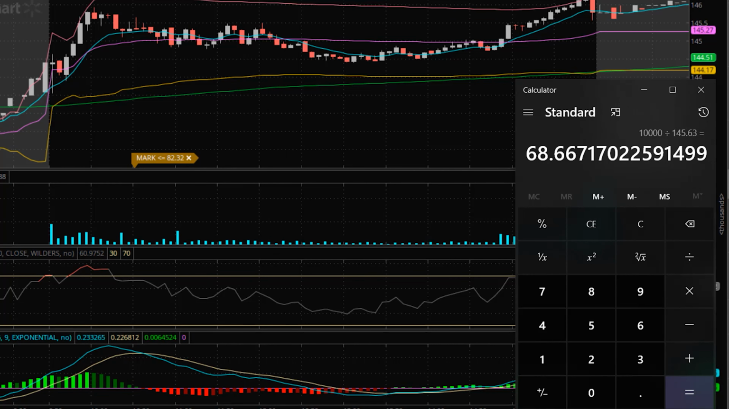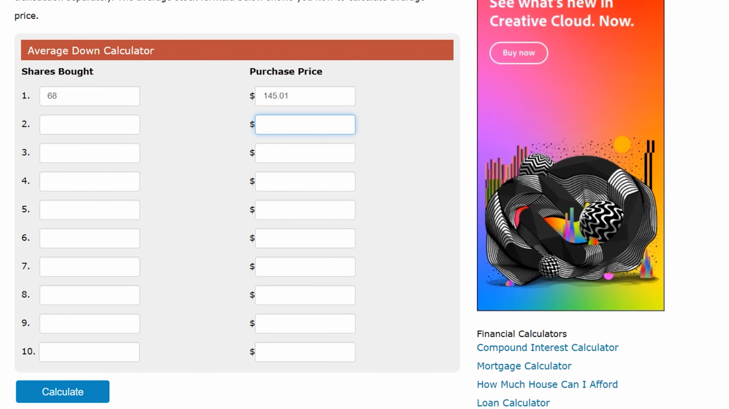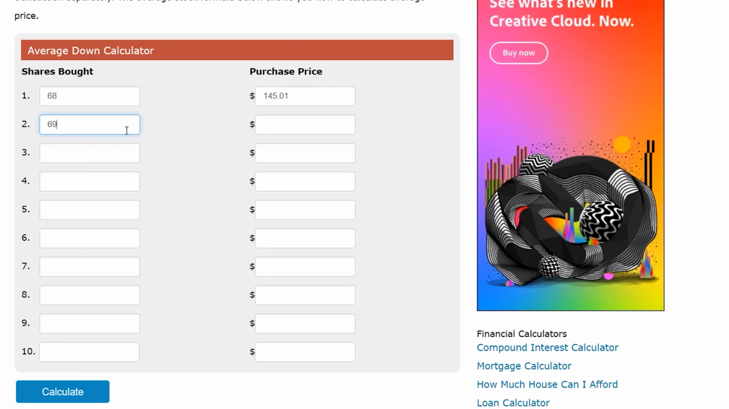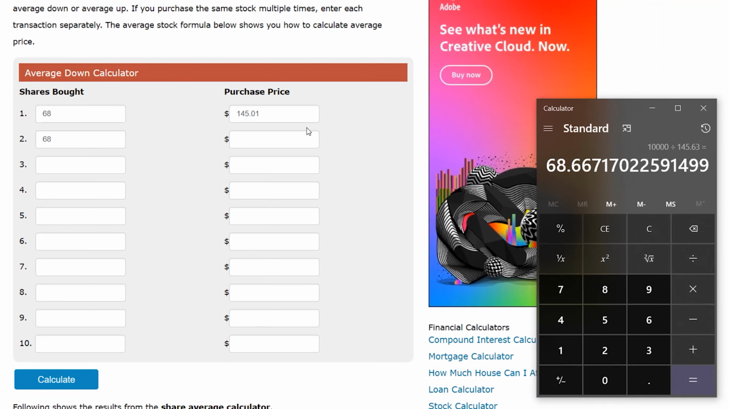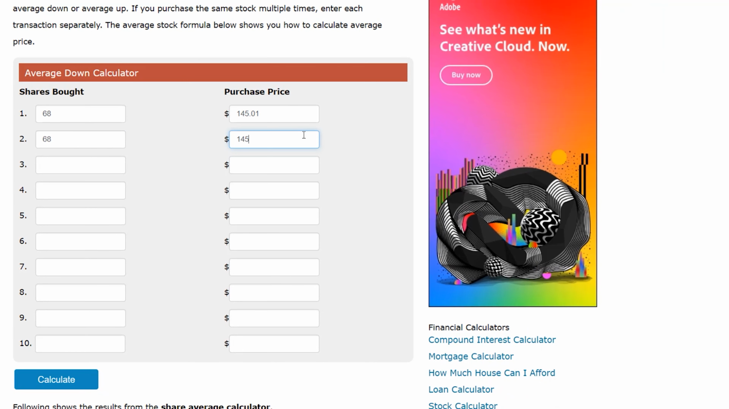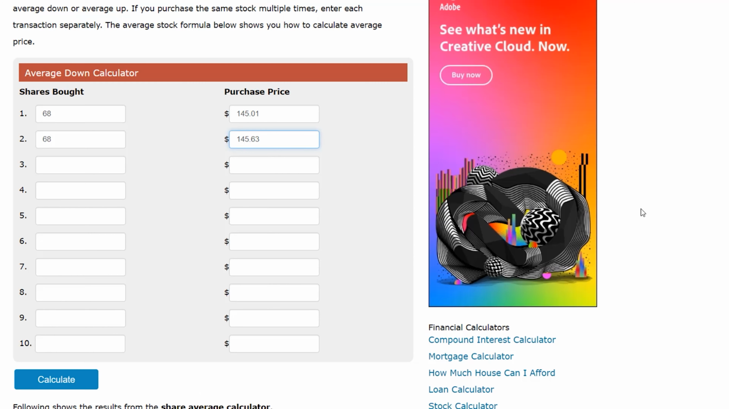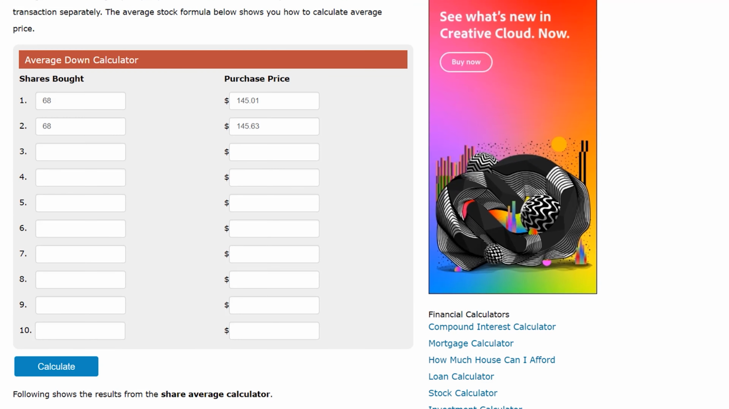So let's go ahead and go to the site I told you. Let me pull up the calculator. So again, another 68 shares. 145.63. So we see that we averaged up, right? We are paying about 62 cents more than we did in the beginning, because we're not averaging down, we're now averaging up. And I said that was really just to mitigate your risk, right? So that's a technique I use of scaling in.